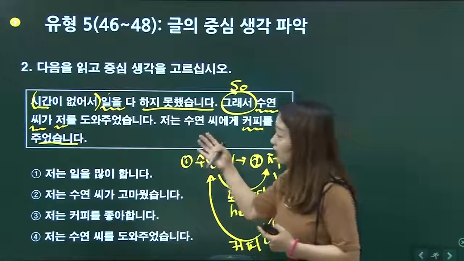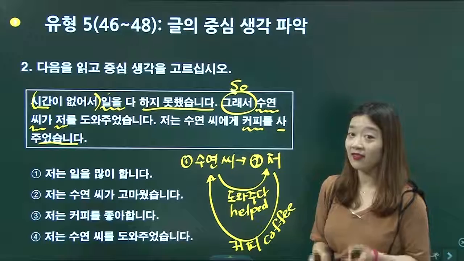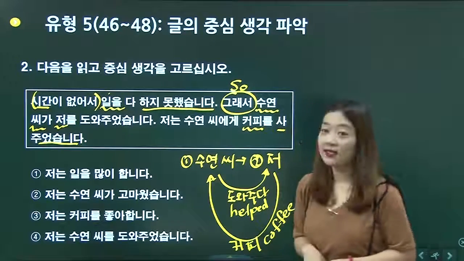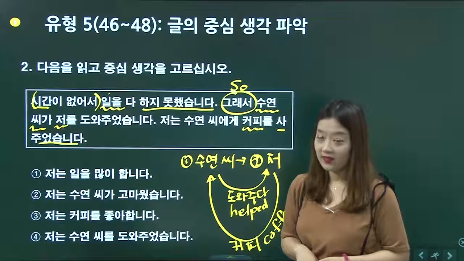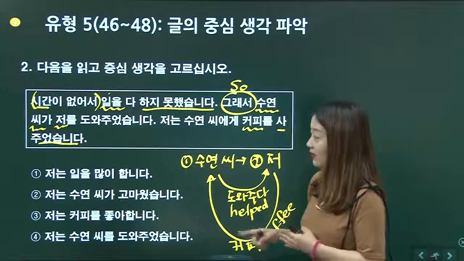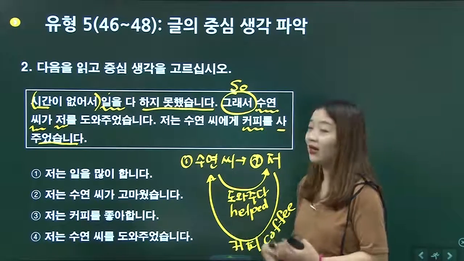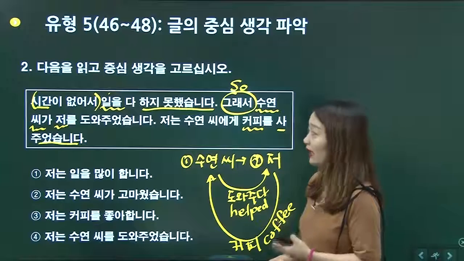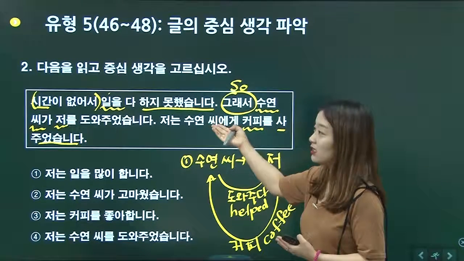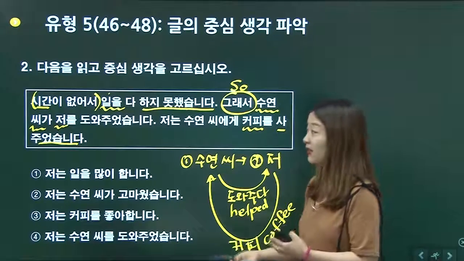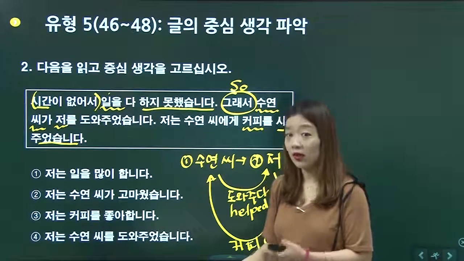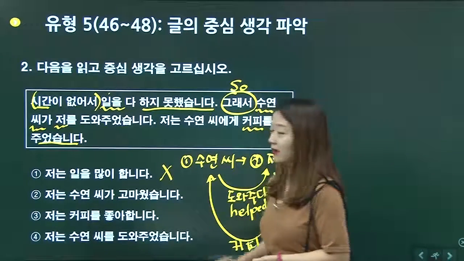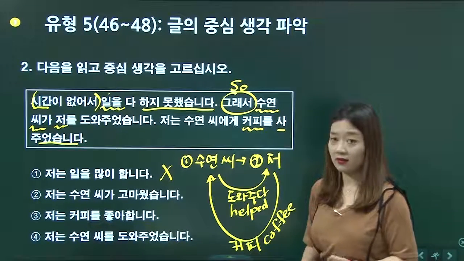So, we need to read these four answer choices and find out which is the best answer. Okay? Number one, 저는 일을 많이 합니다. I have a lot of work. We can guess, because I didn't finish the work because I didn't have enough time, but it doesn't mean I have a lot of work, right? So it can be wrong. It's not about the truth.